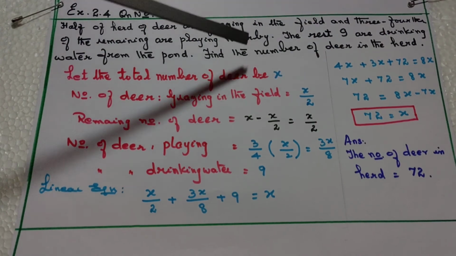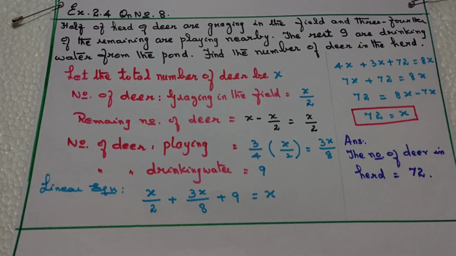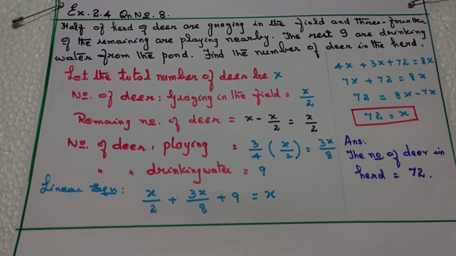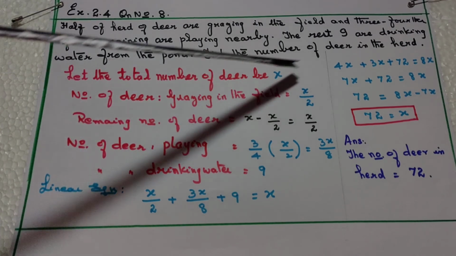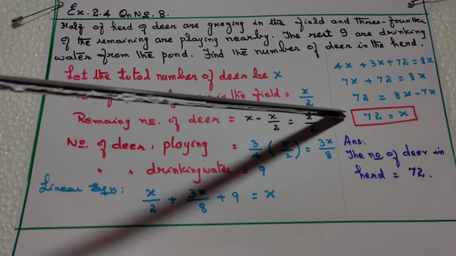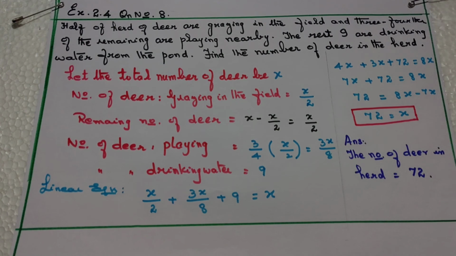Now, 7x plus 72 is equal to 8x. 72 is equal to 8x minus 7x. So, we get x is equal to 72. So, the number of deer in the herd is 72 because we assume total number of deer as x. So, now we got x is equal to 72. That is our answer. Hope you all enjoyed this, children.